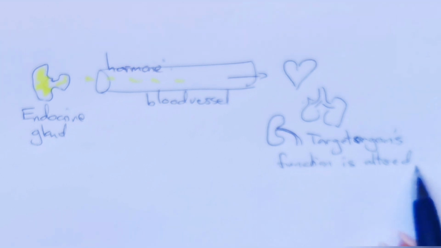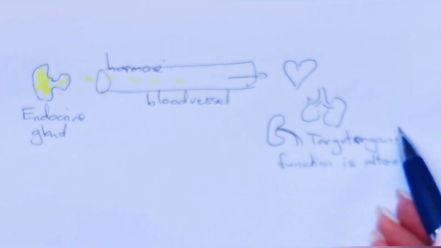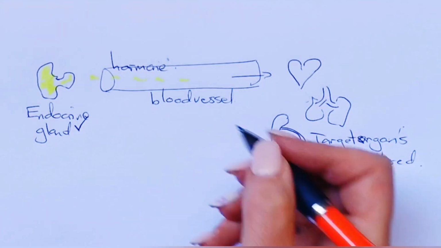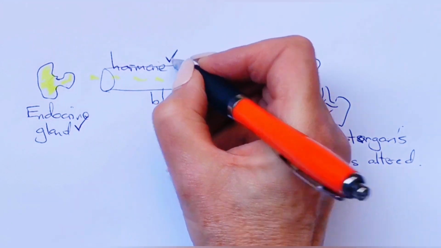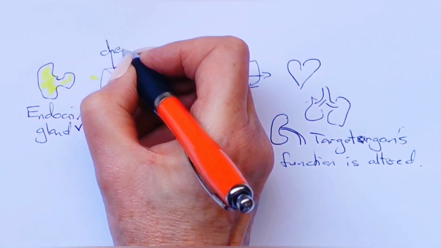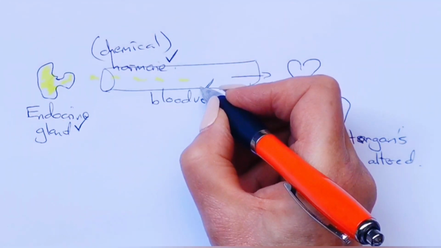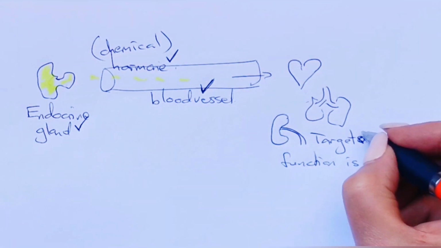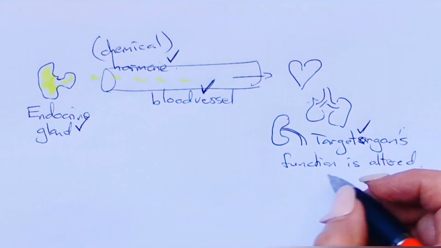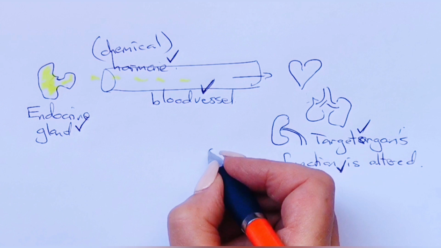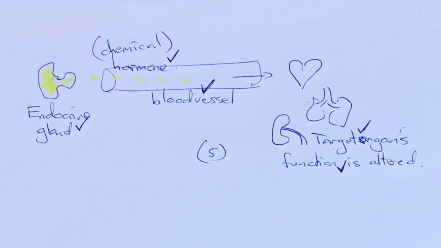So in a test, if you are asked to do a description like this, you will receive 1 mark for the words endocrine gland, a hormone, which is a chemical substance, and then another mark for it traveling in the bloodstream, reaching a target organ, and the function is altered of that target organ. So a question like this would be 5 marks.